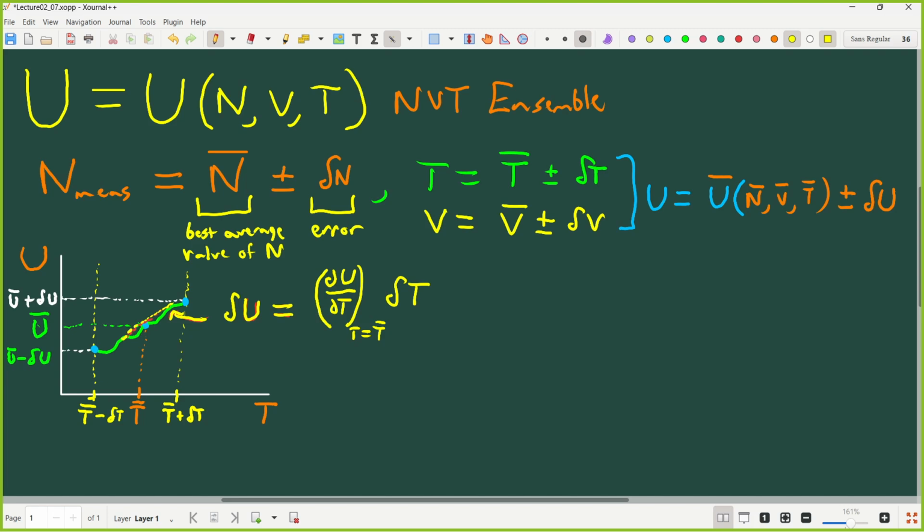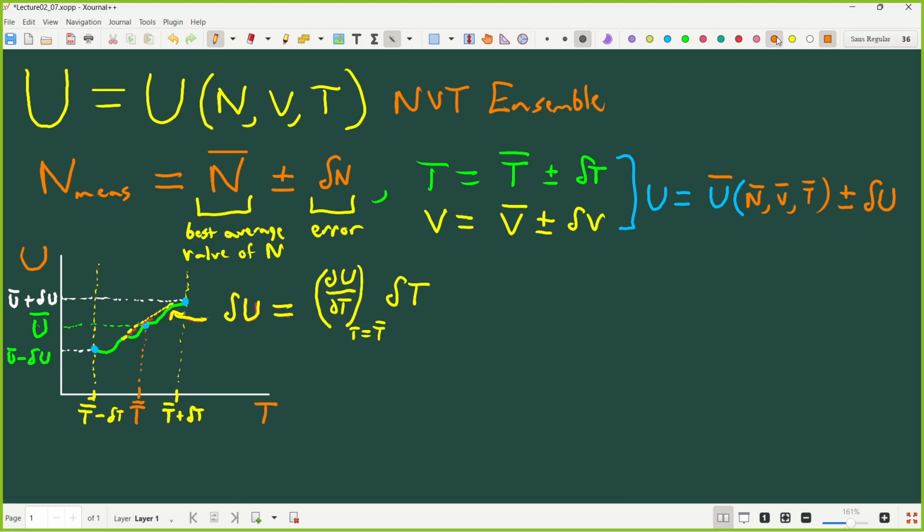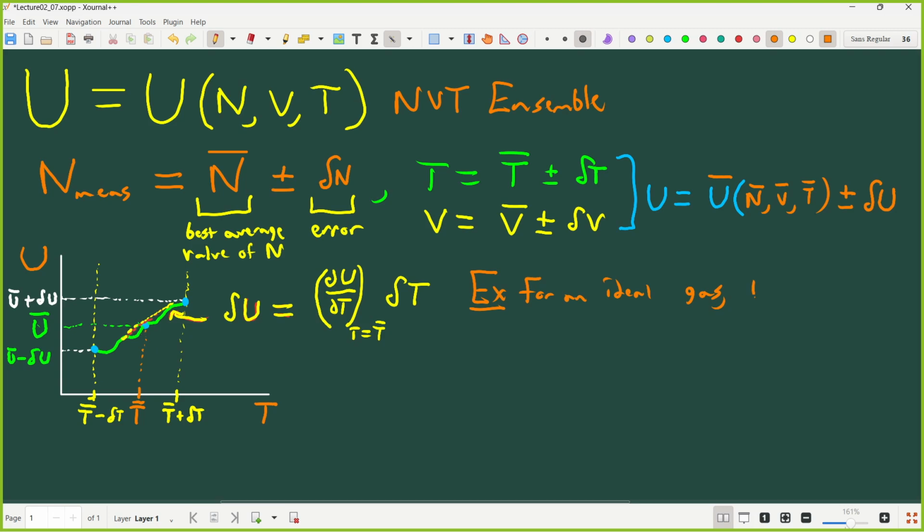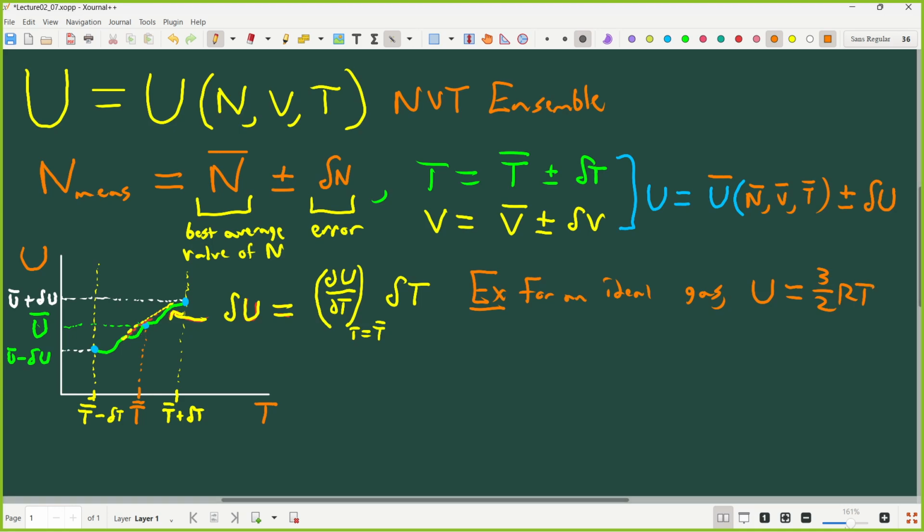Okay, so that's just for one variable. So that's really nice. This already gives us a relationship if u is just a function of t. I'll show you this next class, but we're going to find out for an ideal gas. Here's an example. For an ideal gas, u is equal to 3/2 RT. For an ideal gas, it's 3/2 RT.